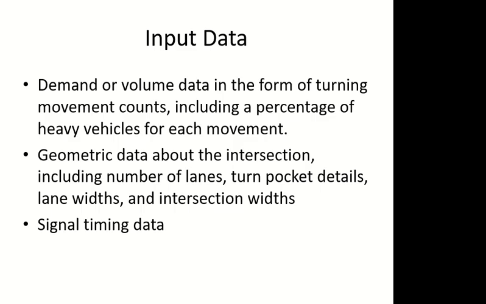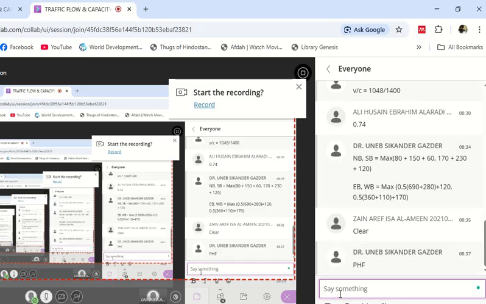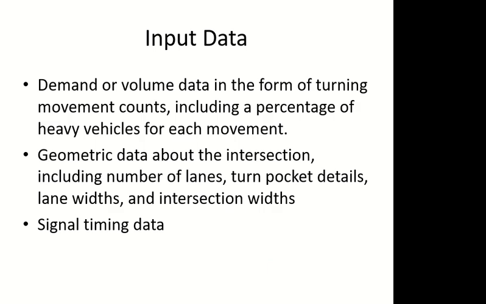So what input data do you need? Obviously you need the traffic data, and the traffic data must have the percentage of heavy vehicles in each direction. And another thing which you need for each direction is the peak hour factor. So for each direction you have to take traffic volume in a way that you can calculate later on the percentage of heavy vehicles and the peak hour factor for each direction.